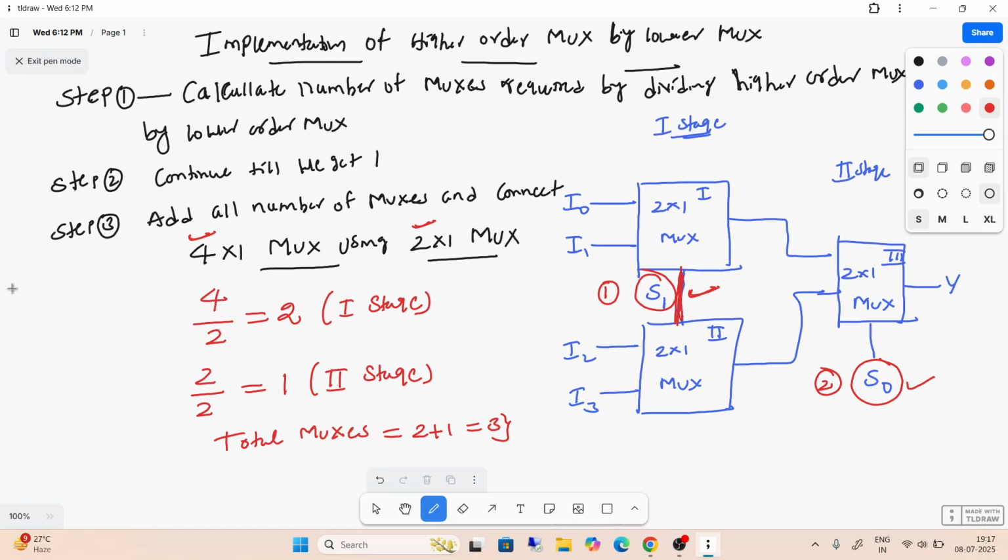Suppose it is S1 and S0, and the output is Y. If it is 0 0, which input is connected? When it is 0, I0 is connected. Y is connected to I1 for the next case, 0 1.